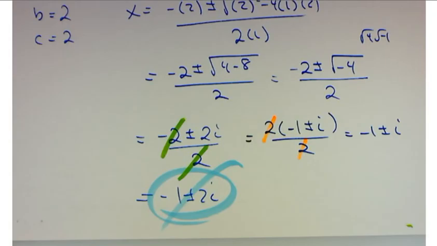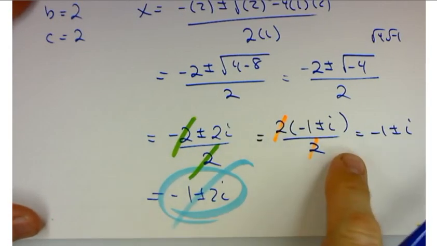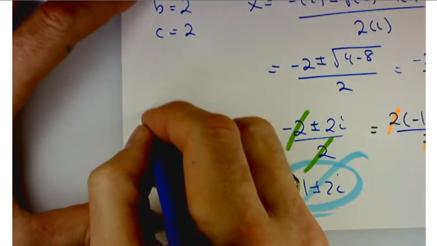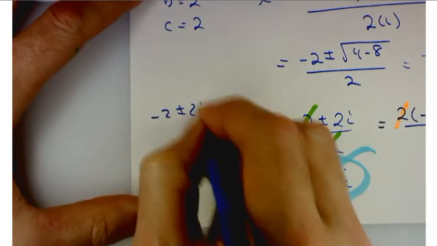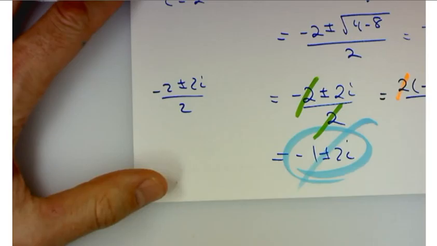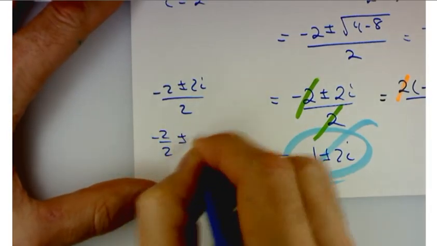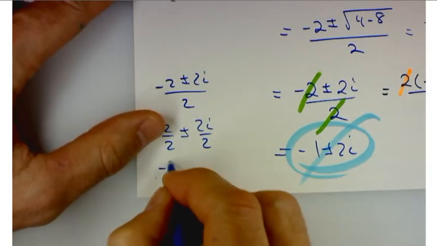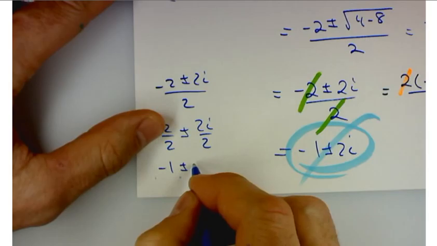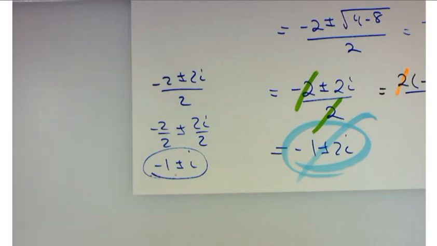Another way to work on these problems, if you wanted to simplify this again in a mathematically correct way, would be to take negative 2 plus or minus 2i over 2 and divide each of those terms in the numerator by the term in the denominator. And this is a very safe way to do it as well. The 2's cancel, I'm left with negative 1 plus or minus i. So one way or another, you should end up with negative 1 plus or minus i.